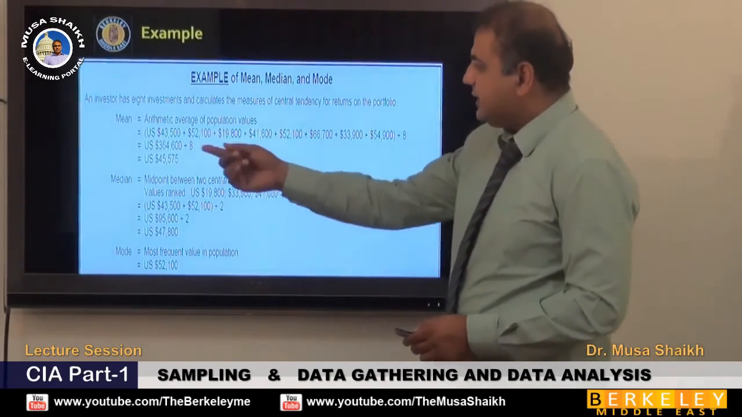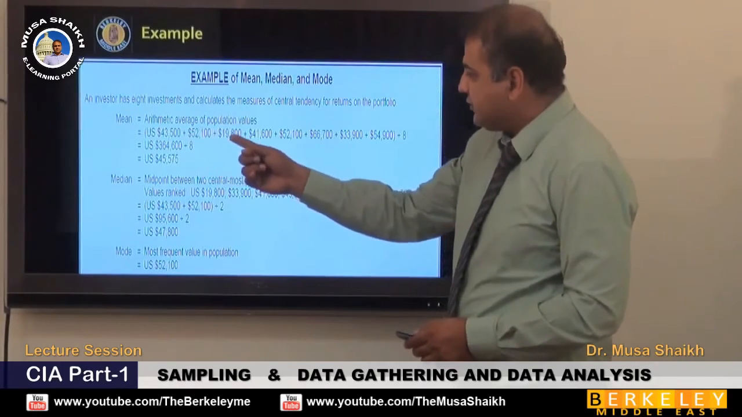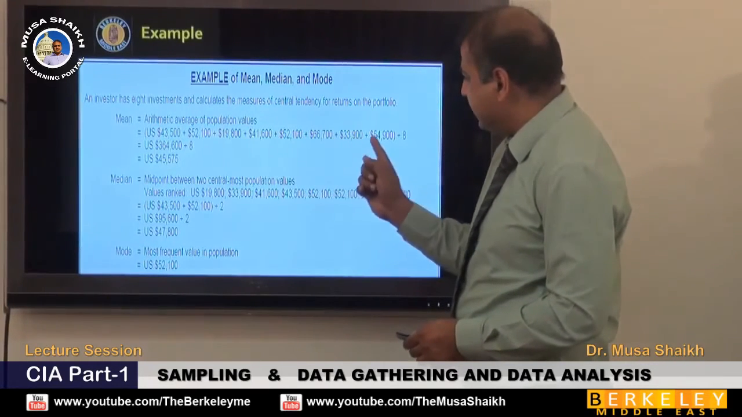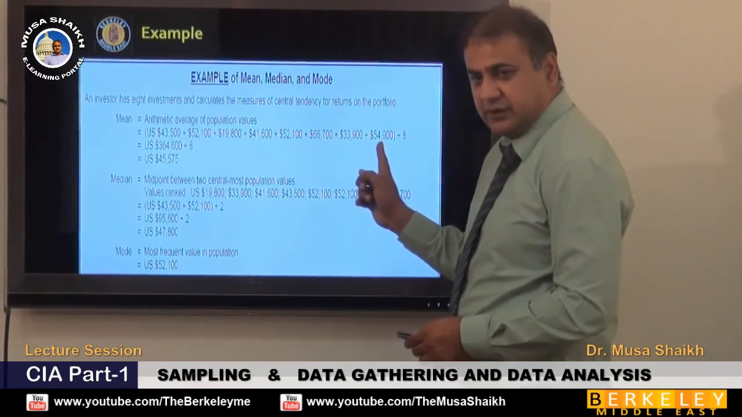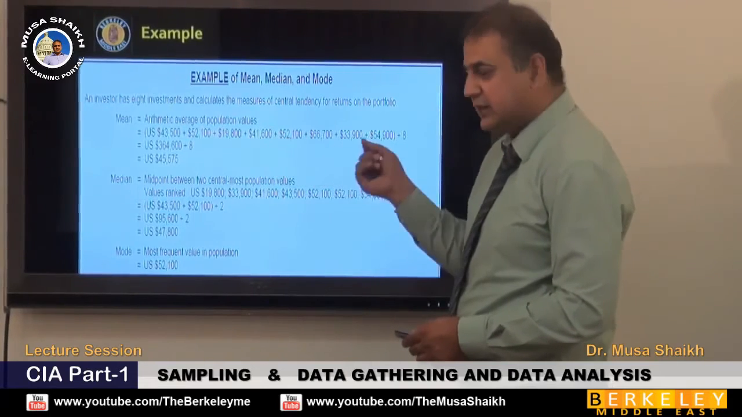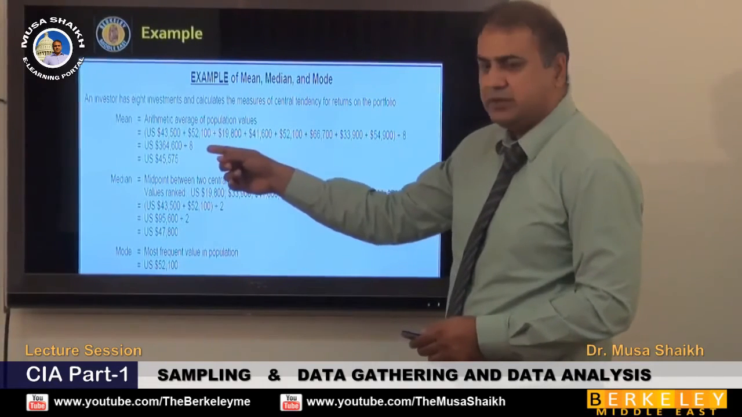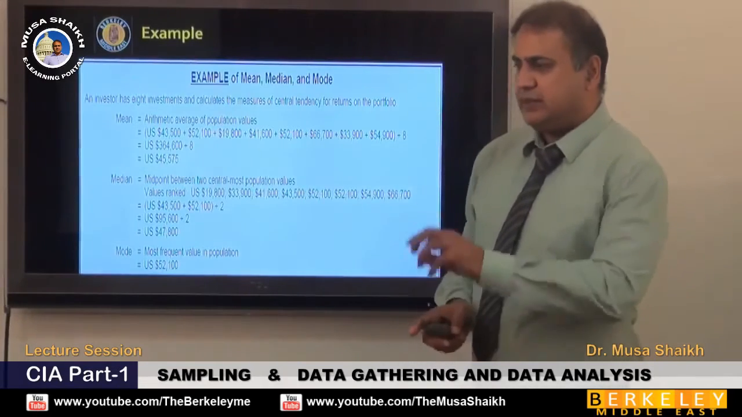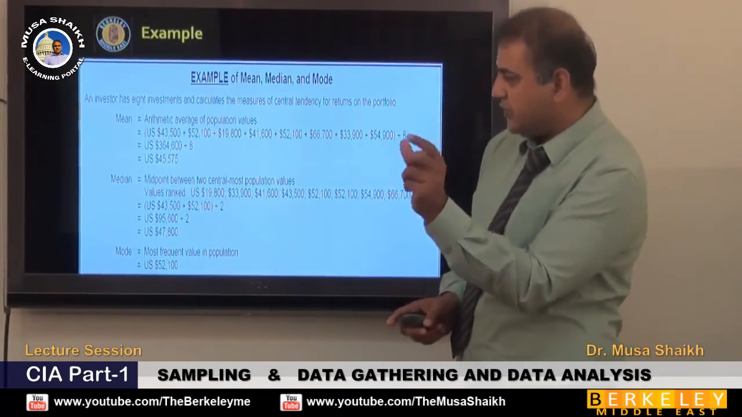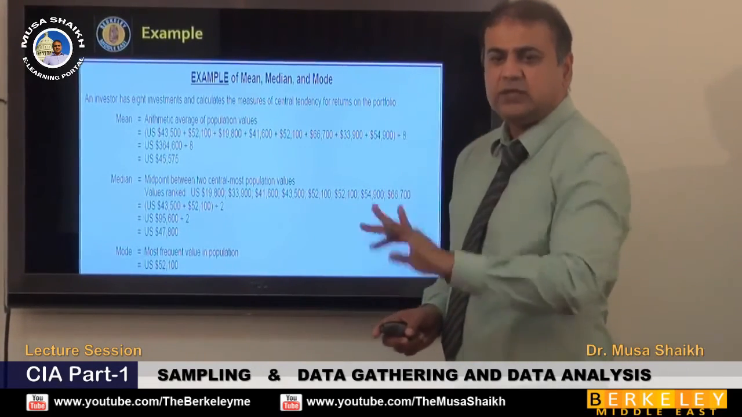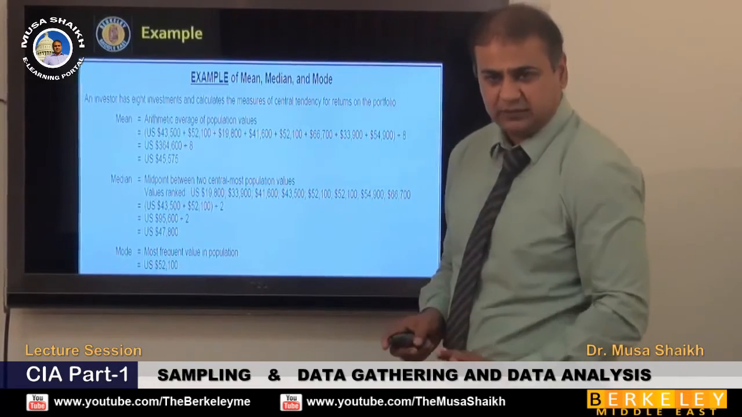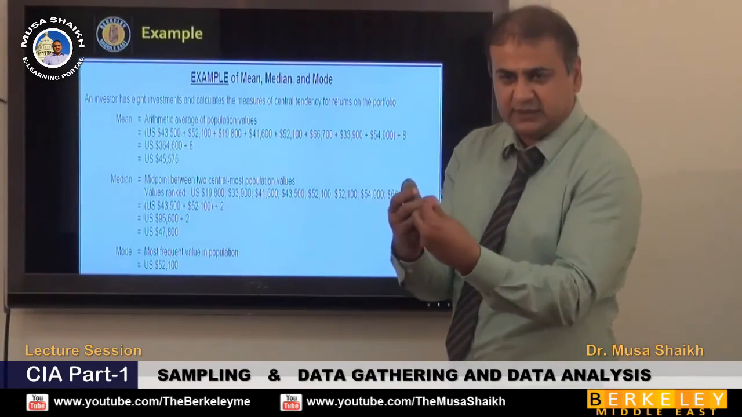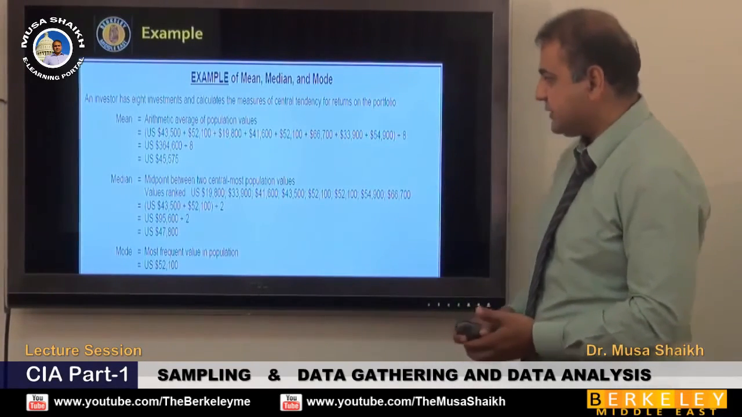For example, you have 1, 2, 3, 4, 5, 6, 7, 8 figures. You add all of them and divide by the number of units. This will be the average, meaning the center is around 45. Some values are plus minus above and below, right? But it is the gravity, the center, where the average mean is.